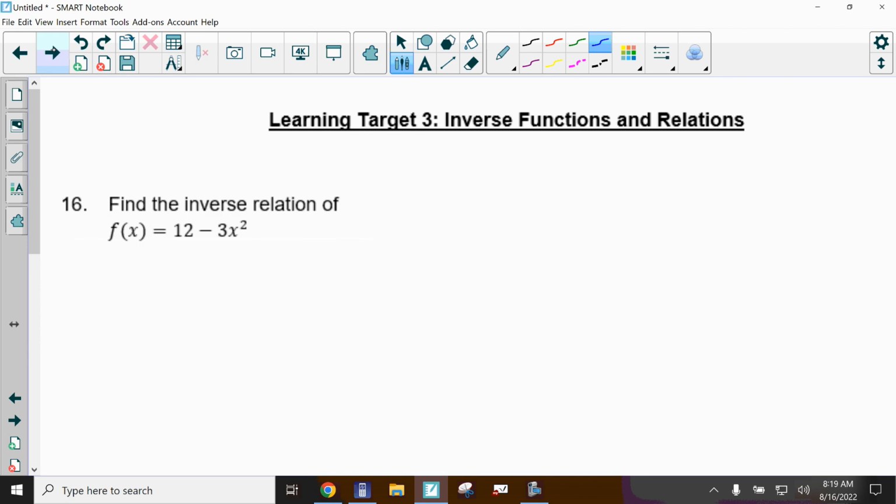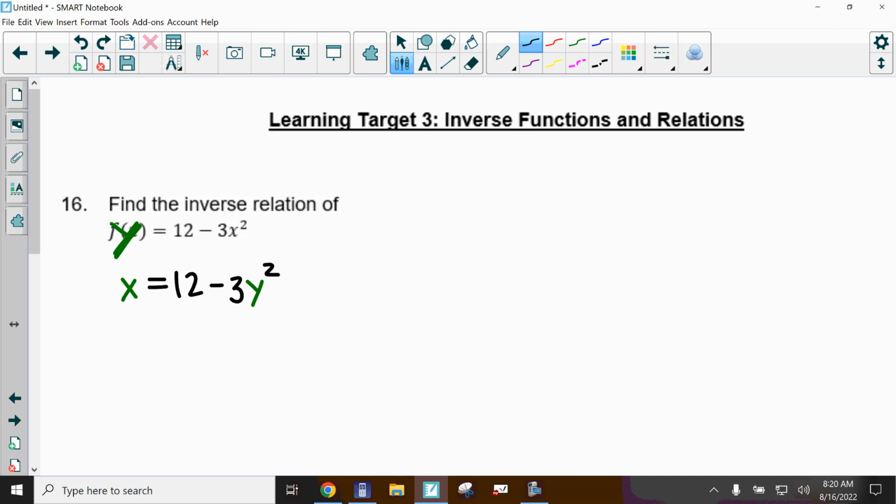Find the inverse relation. So the big thing about the inverse relation is you just have to switch your x and your y. And we understand, hopefully, that f of x is the same as y. So I'm going to start off there. Then I'm going to flip-flop the two letters. So x becomes the y, and y becomes the x. And then I copy everything else down. So there should be an equal sign of 12 minus 3, and then a squared on this.